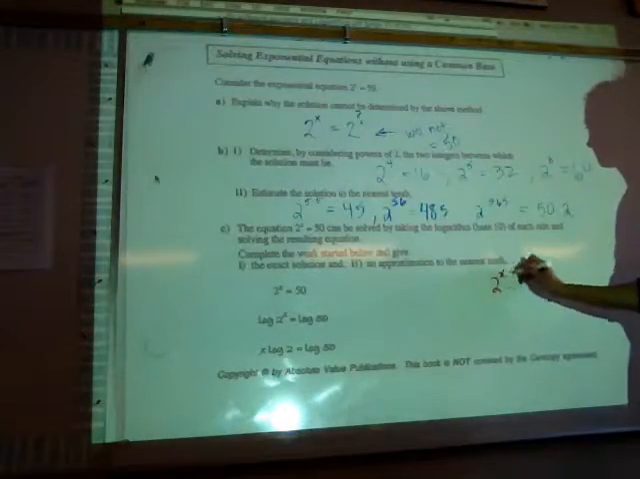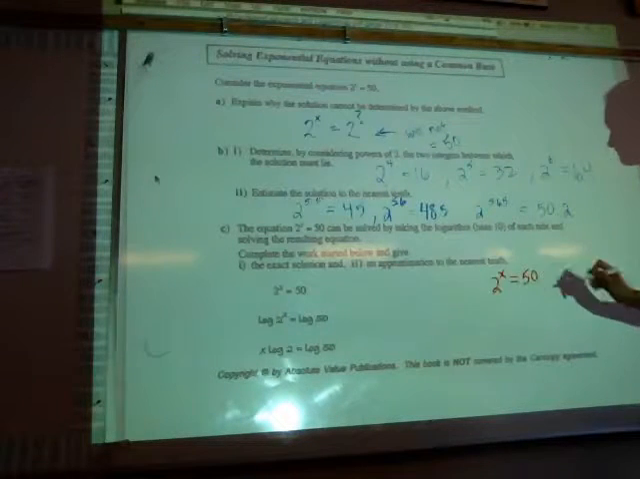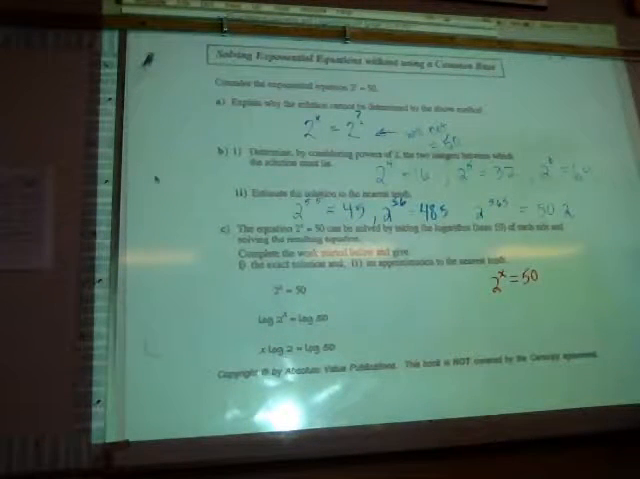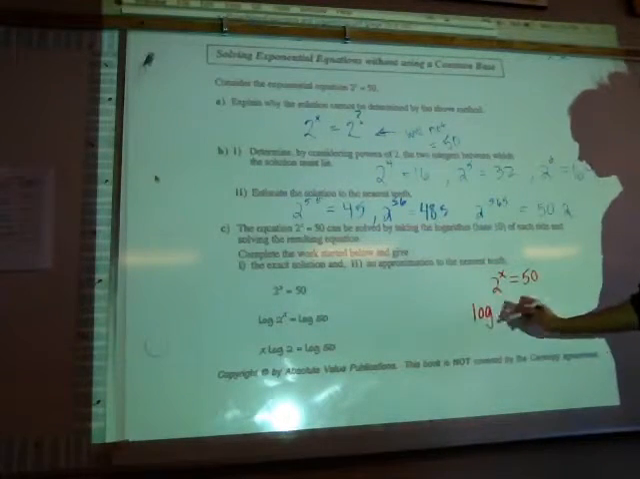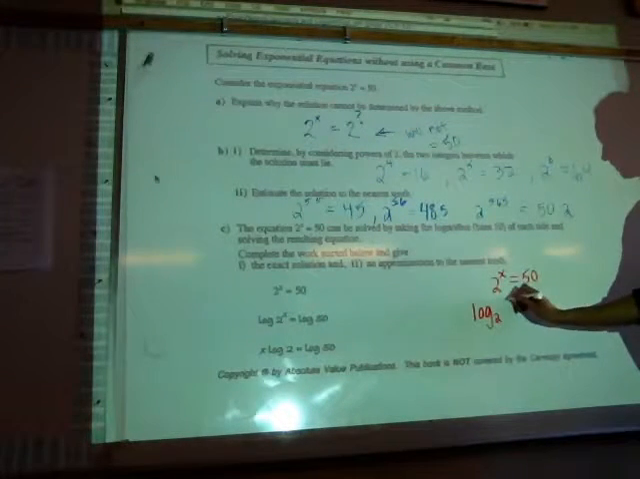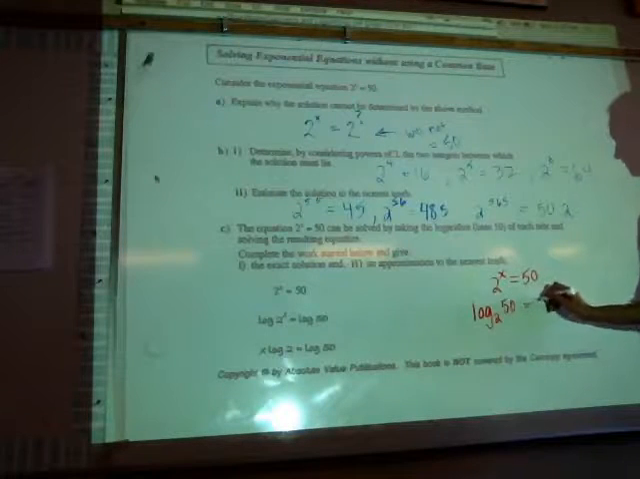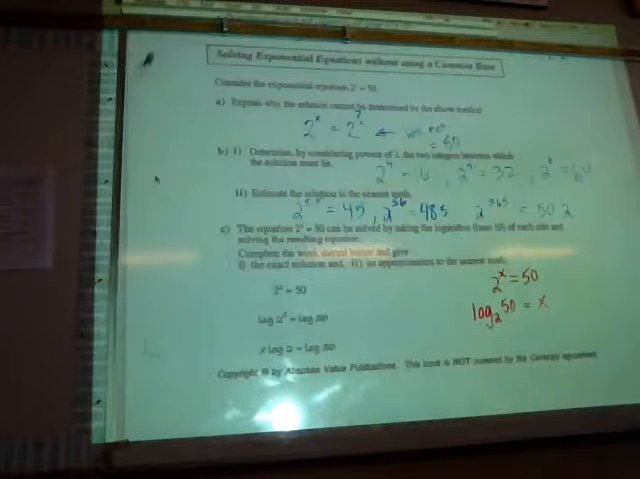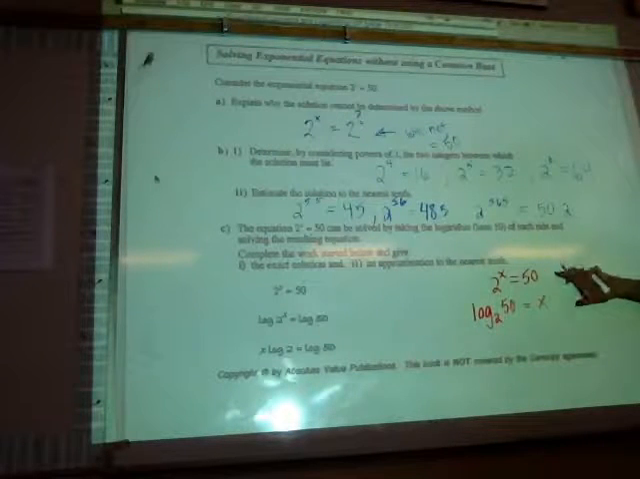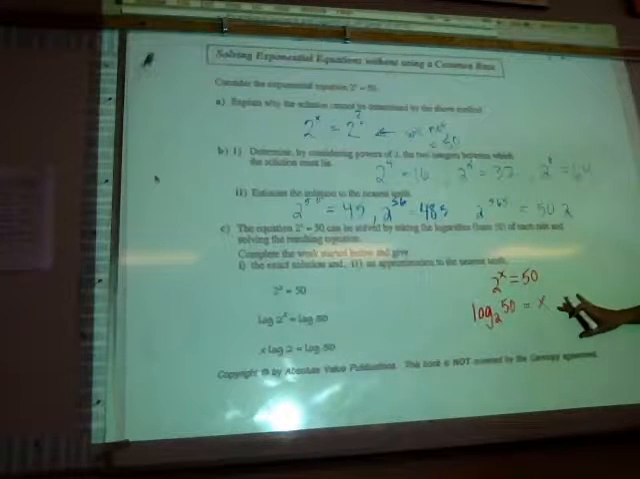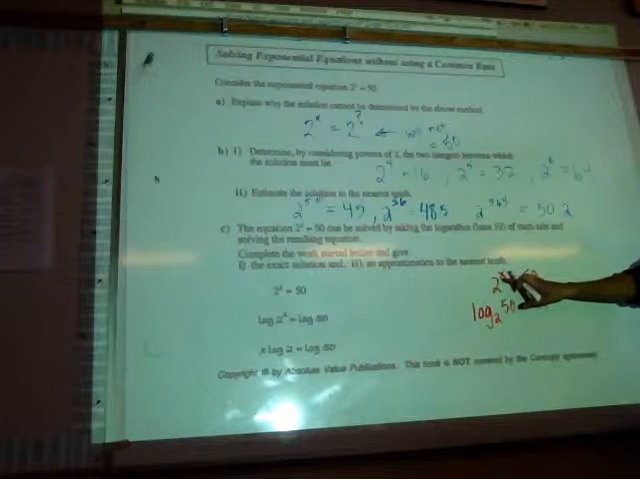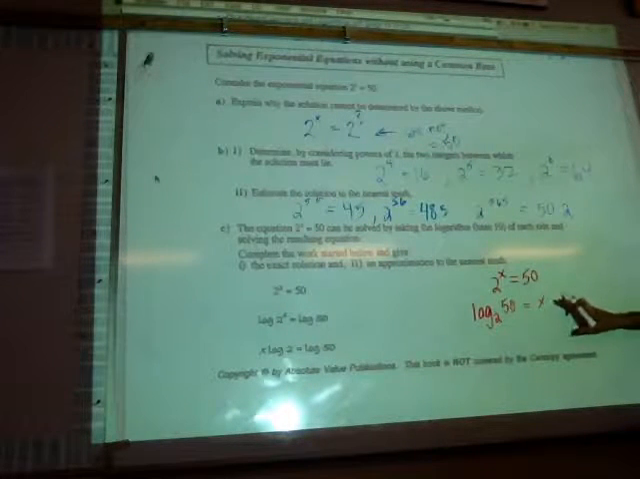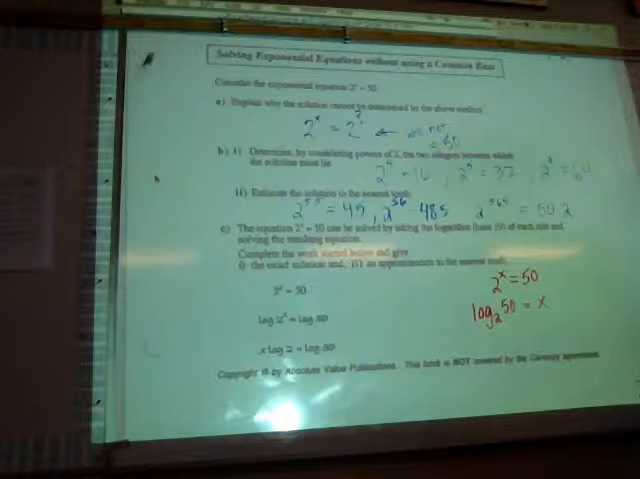So we have 2 to the power of x equals 50. I need to put that into a logarithm. So I have logarithm base 2 argument 50 equals x. So I'm going from exponential form to logarithmic form because in exponential form I couldn't have solved for that x. But in logarithmic form I have x equals now.